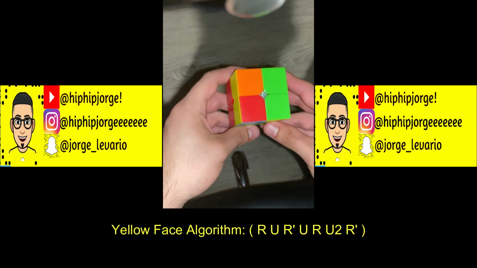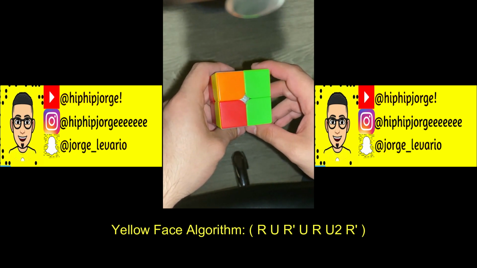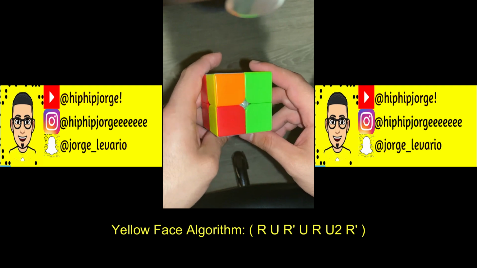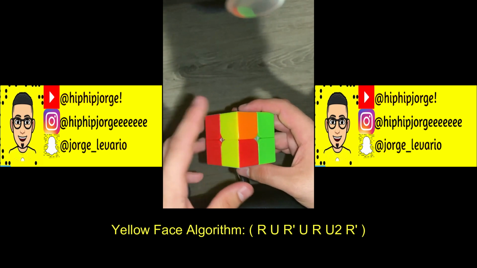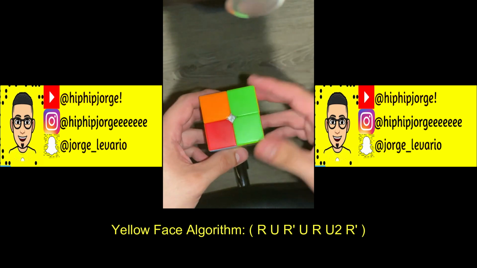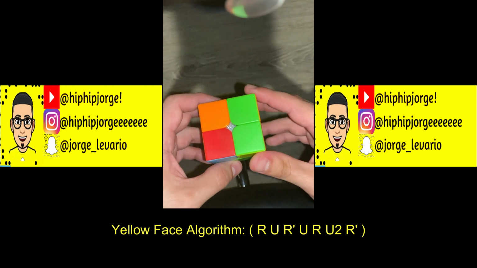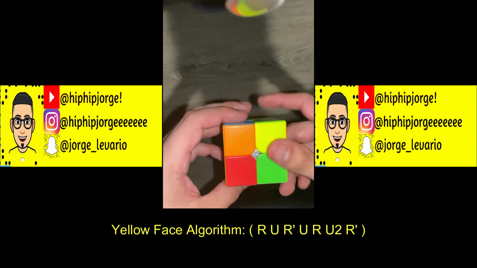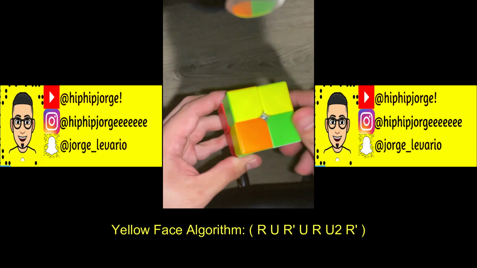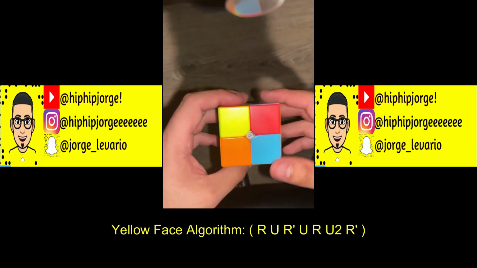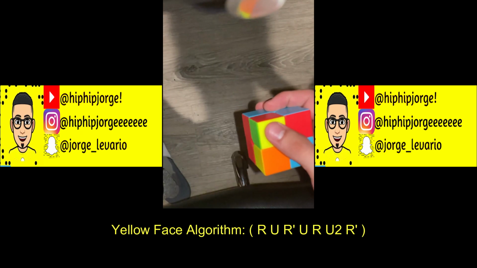So in the case that you have no yellow pieces, if you read the instructional, it tells you that on your left hand side you want a yellow bar, which is the case right here. So now we follow the algorithm: R, U, R prime, U, R, U2, R prime. So now we have one yellow piece.